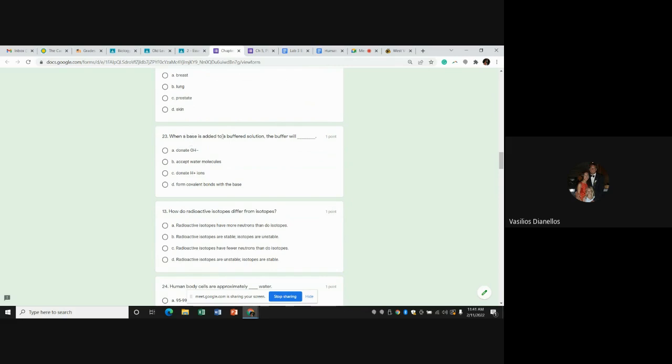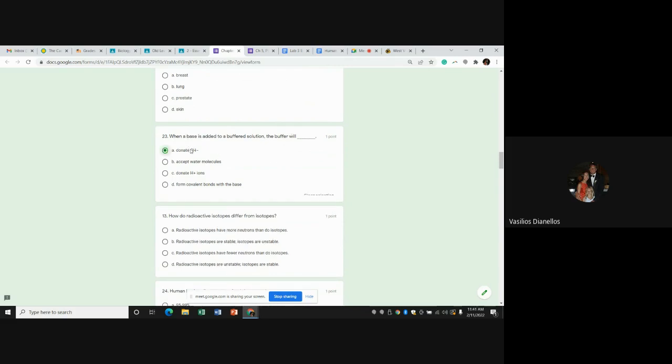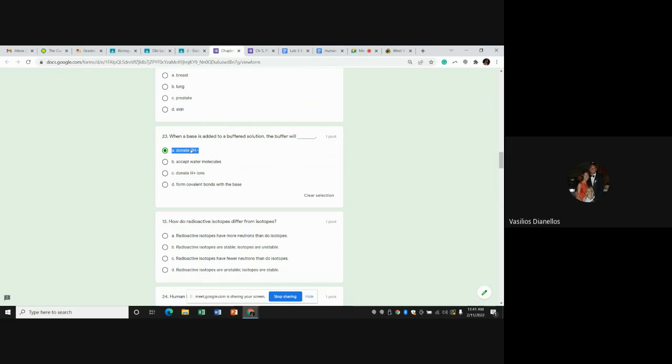When a base is added to a buffered solution, the buffer will do what? So think about this. You're adding a base. So the buffer wants to do the opposite of what the base is doing. Now the base is donating OH ions. So the buffer is not going to do that. That's not the opposite. That would make the pH change quicker. So that's not correct. Accepts water molecules? No, that's way off. No one talked about adding water molecules when we're talking about acids or bases.